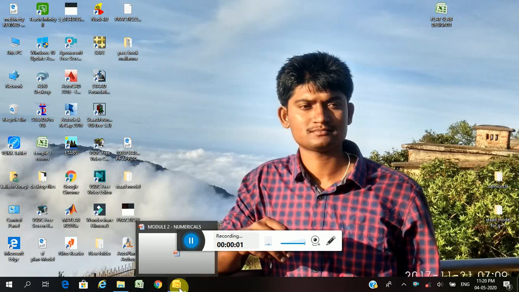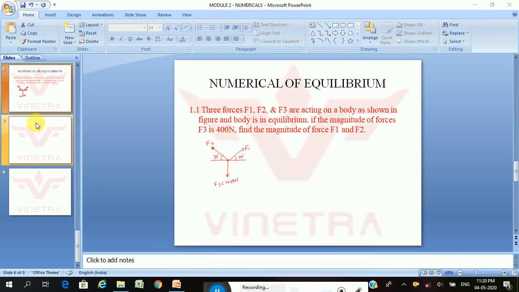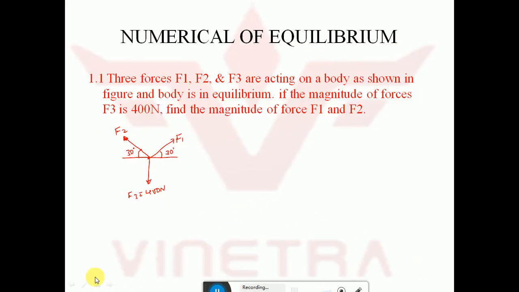So in this session we will solve few of the numericals over the equilibrium of forces. So let us take the first numerical over this equilibrium of forces. In the given problem, three forces F1, F2 and F3 are acting on a body as shown in the figure. So this is the given diagram. These are the forces. F1, F2 and F3 are the three forces acting on a body as shown in the figure, and the body is in equilibrium. So this system is in equilibrium.